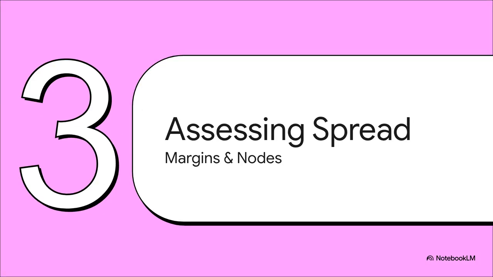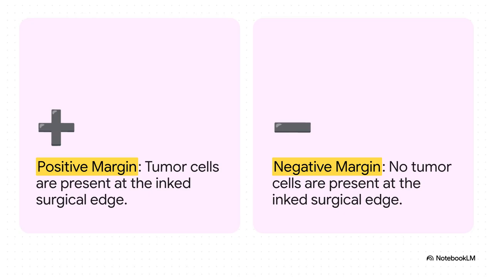So we've named the tumor, we've graded it, but now for the million-dollar question. Did the surgeon get it all out? This is where we shift our focus to the margins of the specimen and any lymph nodes that might have been removed. It really boils down to this one simple question. Is there tumor at the ink? If the answer is yes, the margin is positive. If it's no, it's negative. And a positive margin is the single biggest predictor of local recurrence, meaning the tumor growing back in that same spot.